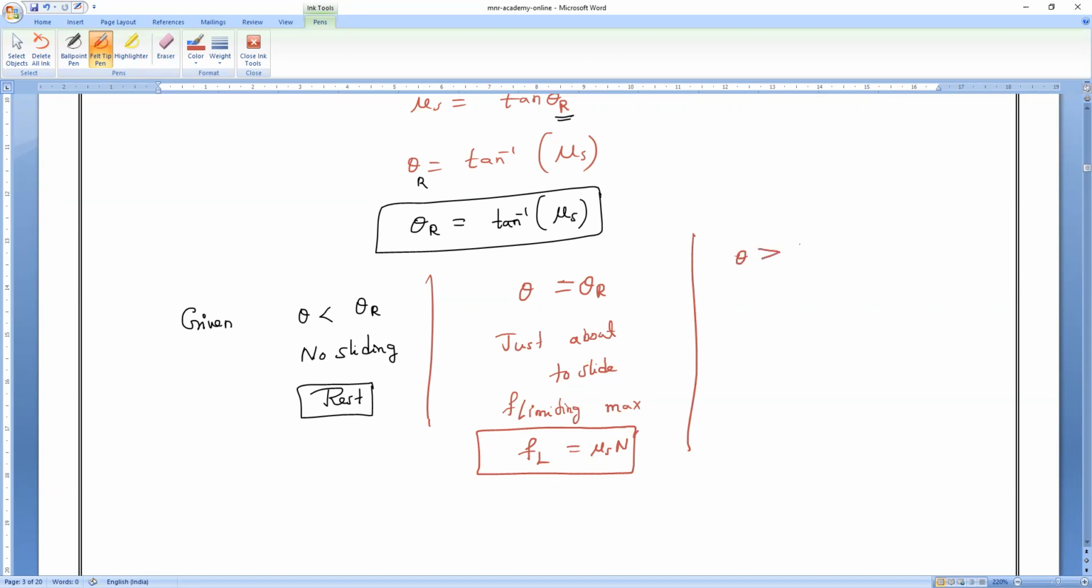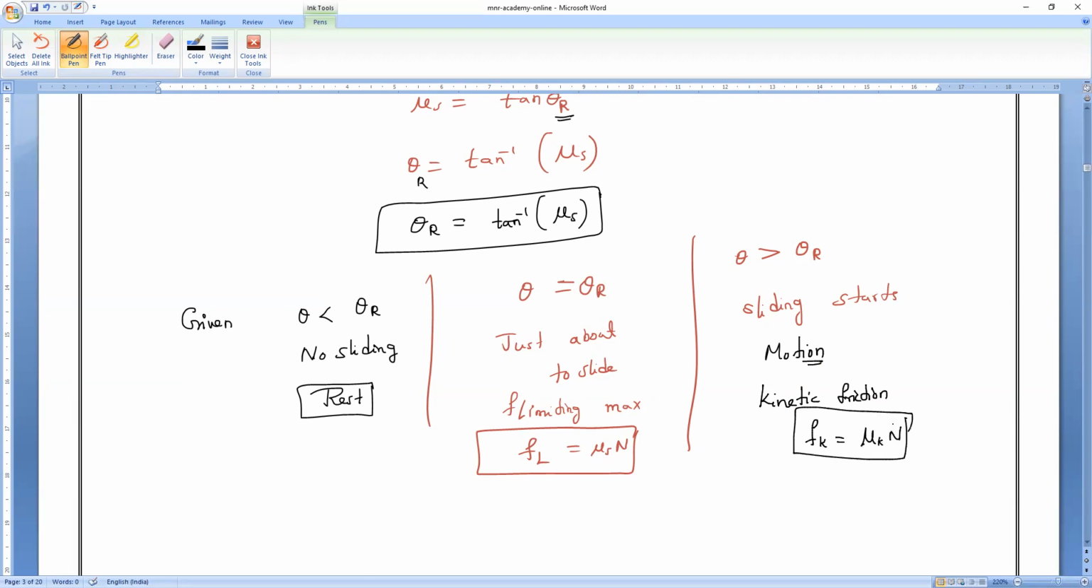if the applied angle is greater than the angle of repose, I hope you all understand what angle of repose is, then what will happen? Sliding starts. The body will start sliding over the inclined surface. The object is said to be in motion. By that time it has kinetic friction, so Fk is equal to mu k into N.